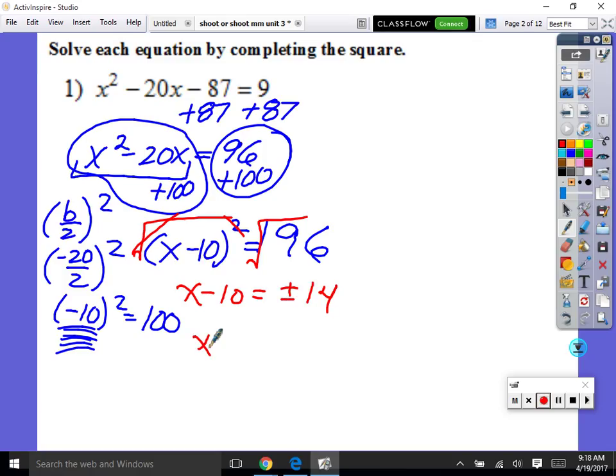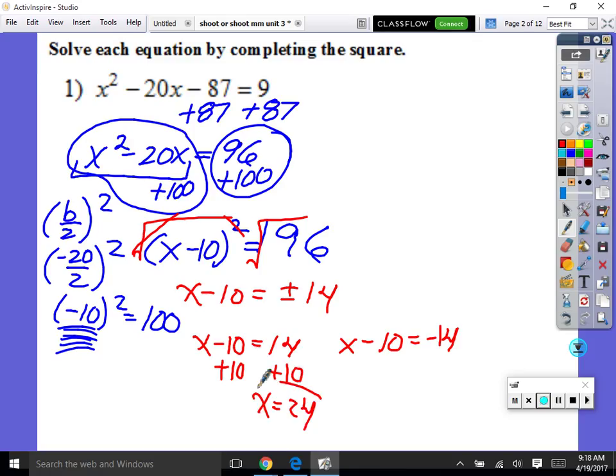Then we'd split it up. We have x minus 10 equals 14. X minus 10 equals negative 14. Solve for x. So you'd add 10 to both sides. X equals 24 is one of the solutions. We'd add 10. X equals negative 4.